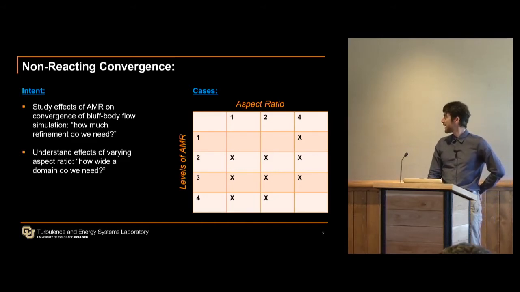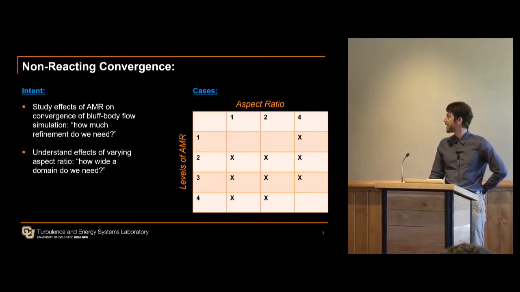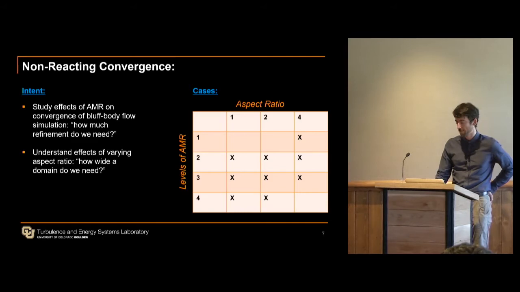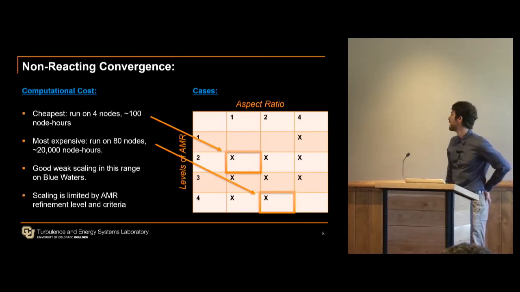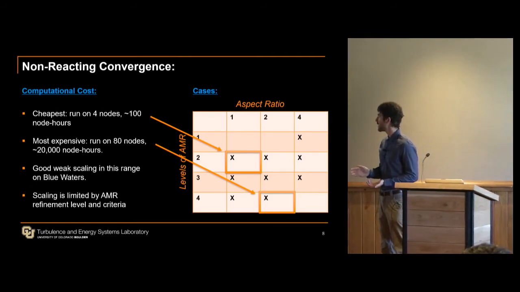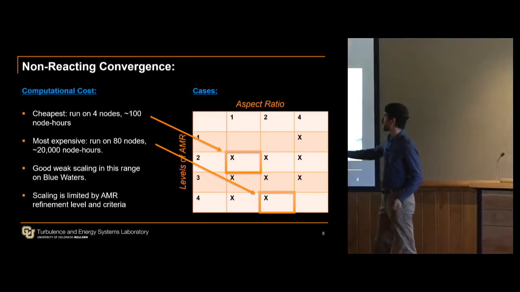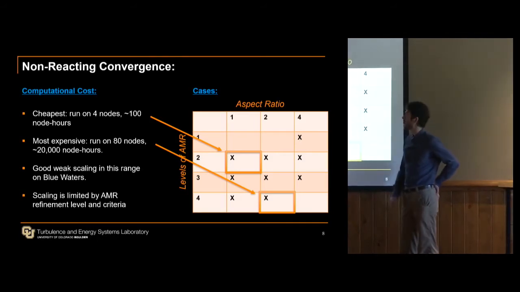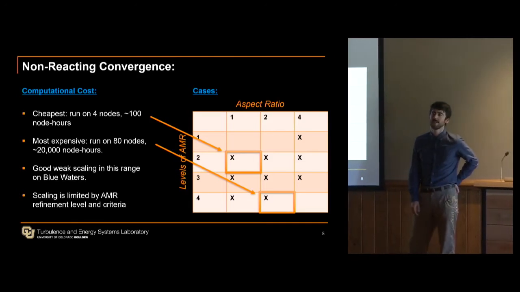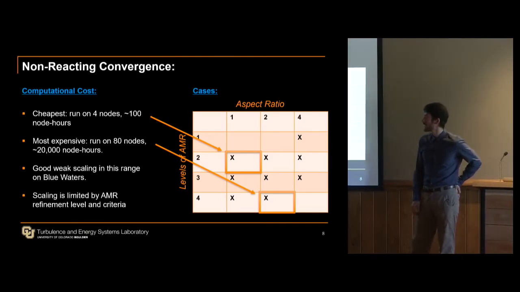What we're starting to look at on Blue Waters is how much of this adaptive refinement we need, and also how much of the domain width we need to accurately capture in order to simulate the stabilized flame. To give everyone a sense of the computational resources we're spending, we're running these cheapest simulations on just 4 nodes, and they take about 100 node hours to run. The most expensive ones, we've gone up to 80 nodes. These runs are costing around 20,000 node hours.